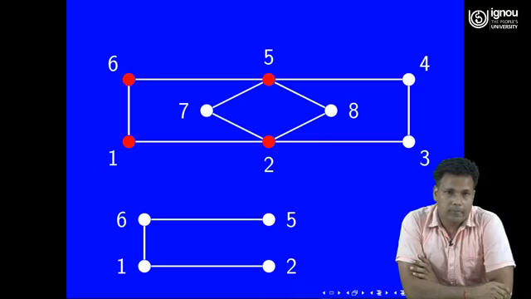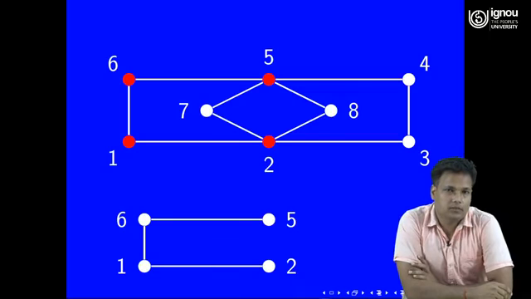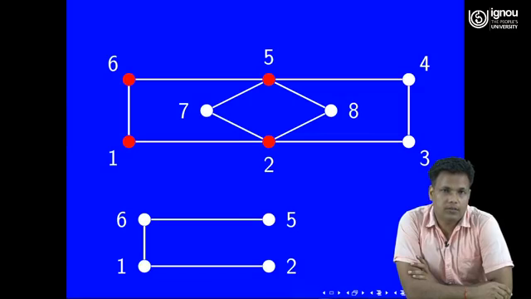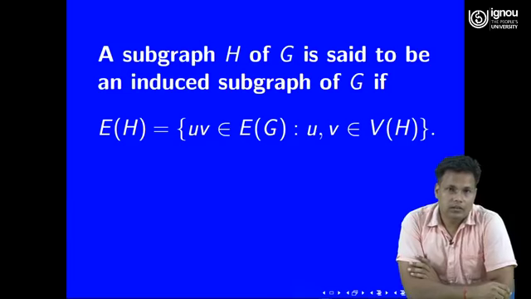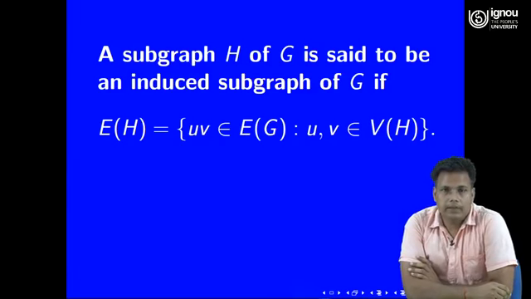Now look at this graph. In this case, we have extracted the portion of the above graph from the vertices 2, 1, 6 and 5 and all the edges between them. So this is also a subgraph. Now there is a concept of induced subgraph.